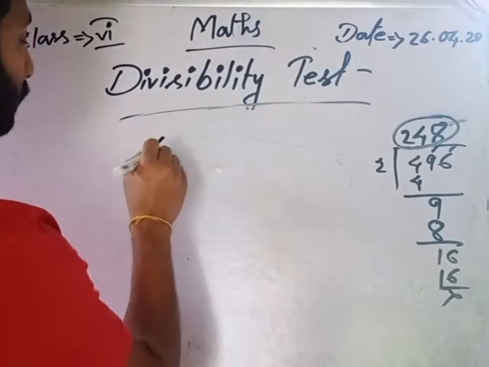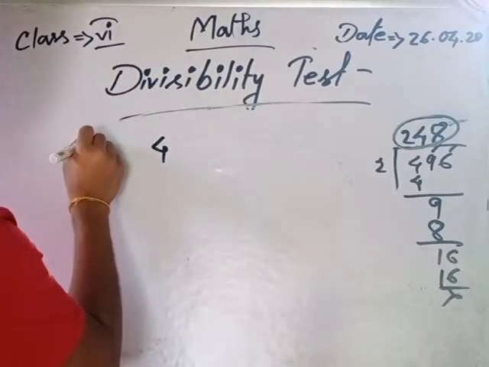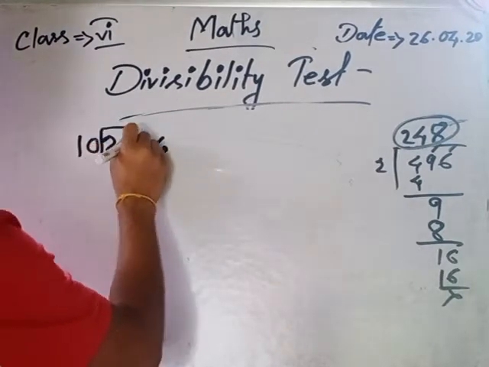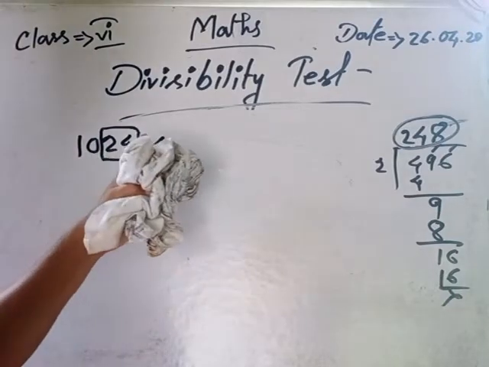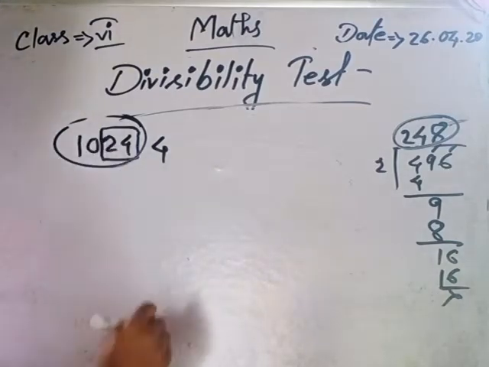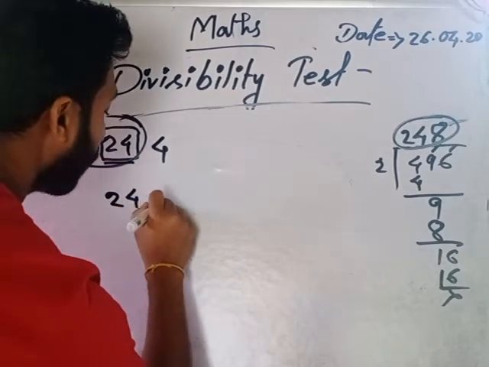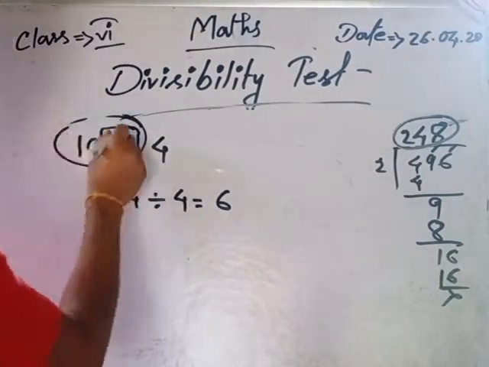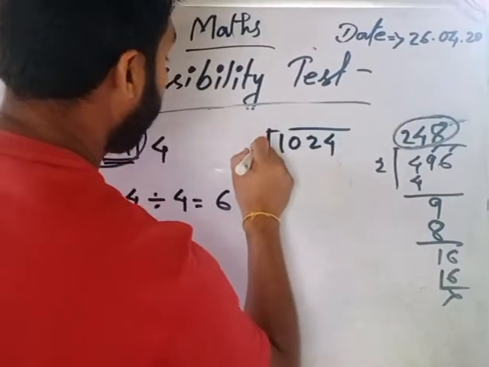4. Suppose this one, 1024. So we take the number formed by the last 2 digits, and if the last 2 digit number can be divided by 4, the total number can be divided by 4. That means the last 2 digits form 24, and if it is divisible by 4, then obviously this number 1024 can be completely divided by 4.